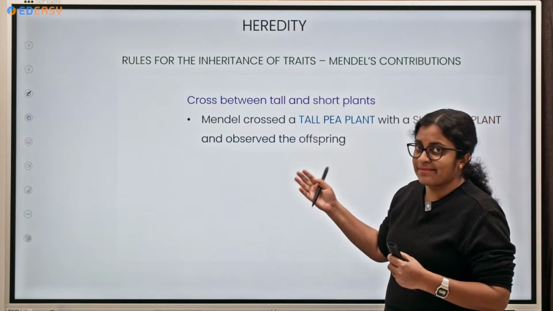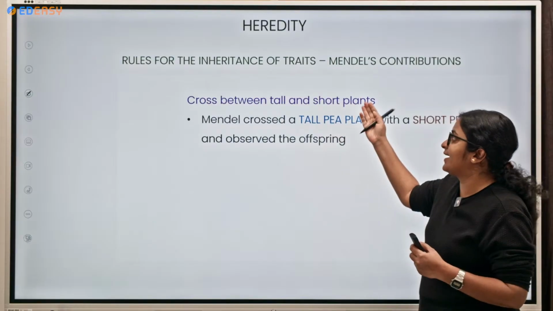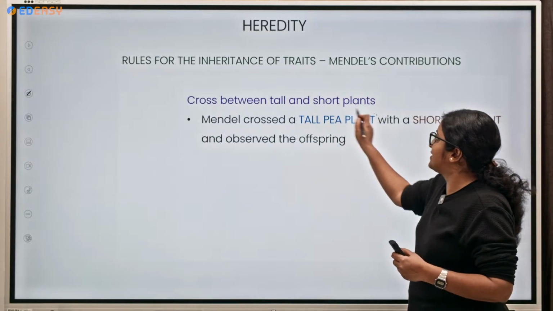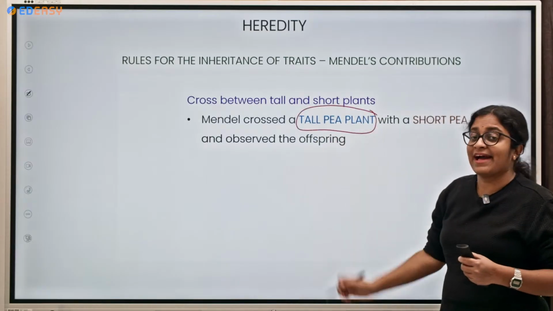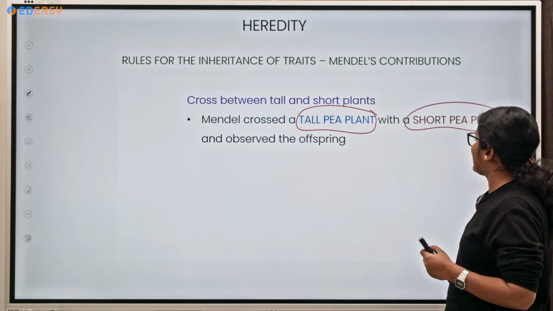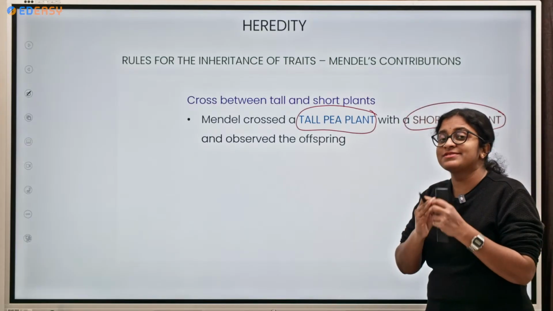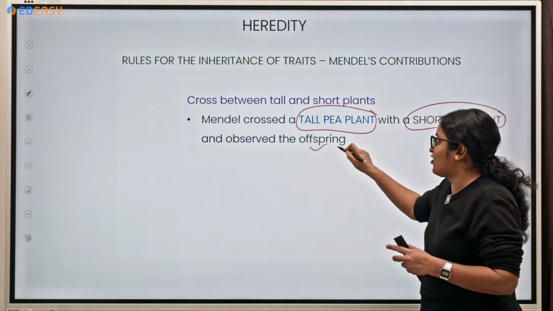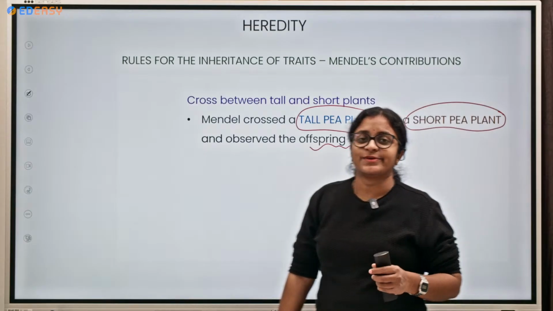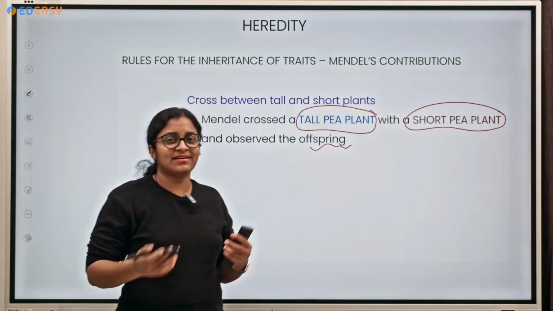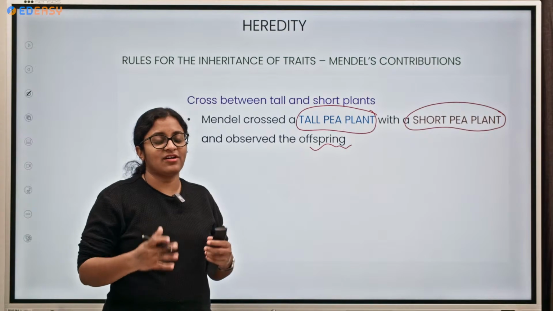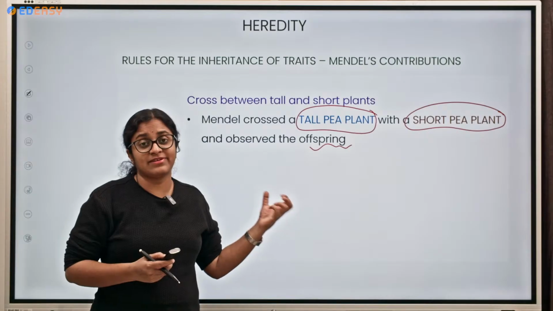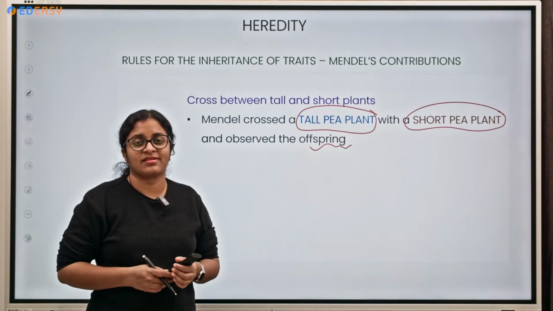Let's take the example of the cross between tall and short plants. What Mendel did was he took a tall pea plant and a short pea plant, made a cross between them, and observed the offspring. So, what do you think? What might be the offspring? How might the offspring be produced? Do you think the offspring will be tall, or the offspring will be short? Think of it.